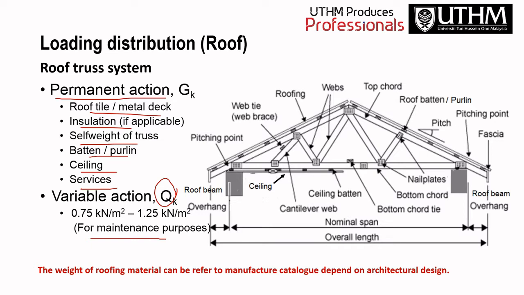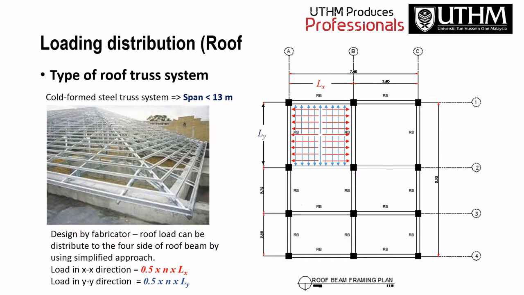The weight of roofing material can be referred to the manufacturer catalog, depending on the architecture design. For the type of roof truss system, actually we have two. One is cold formed steel, another one is hot rolled steel truss system. For the cold formed steel truss system, the span must be less than 13 meter. If more than 30 meter, you need to use the hot rolled steel.